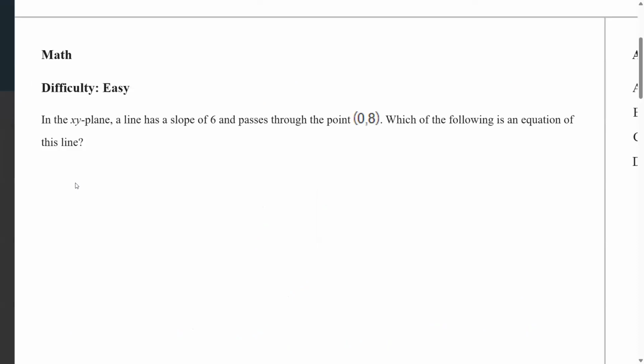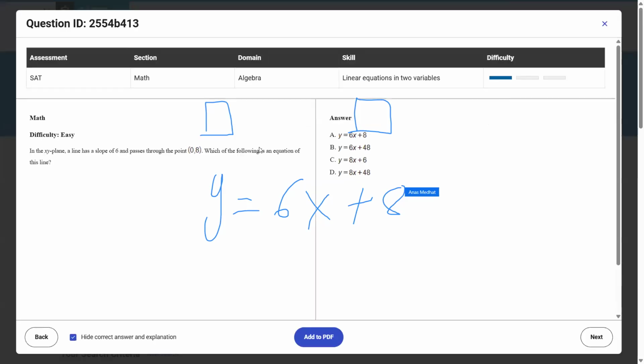In the xy plane, a line has a slope of 6 and passes through the point. Which equation represents the line? So this is the y-intercept and this is the slope. All we are going to do is substitute: y equals 6x plus 8. So the answer is A.